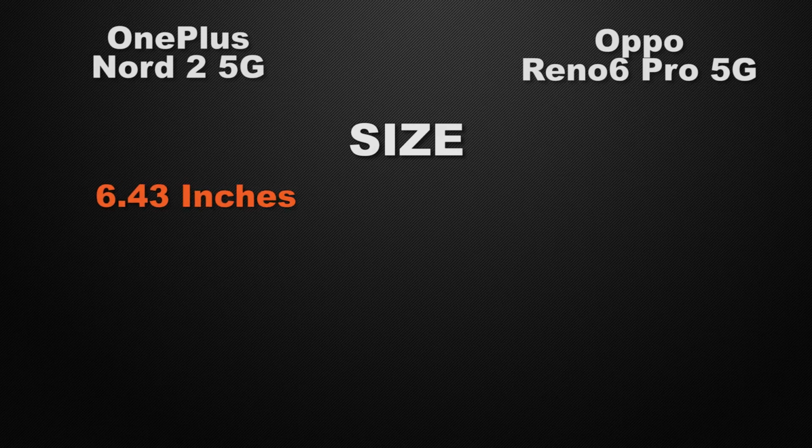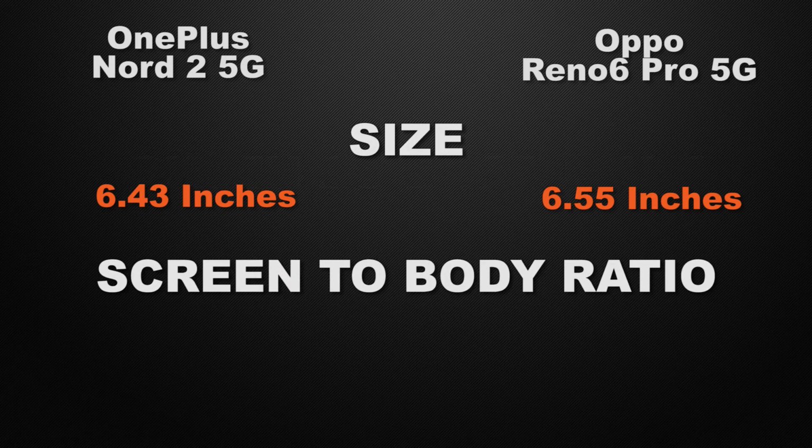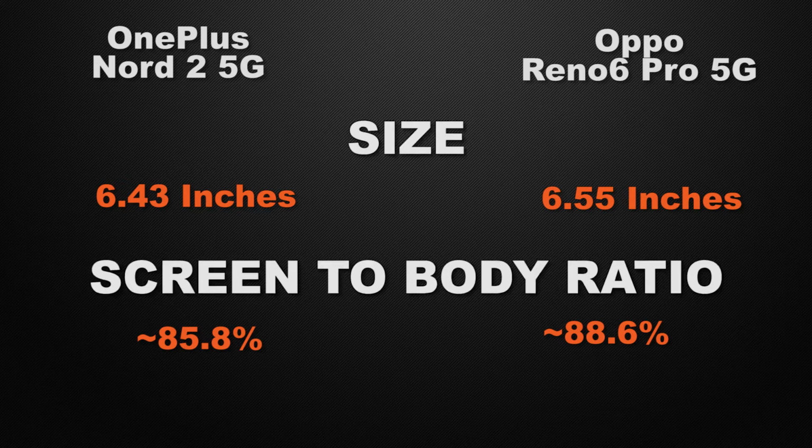Moving to the display features of the devices, let's start with the display size. Nord 2 has a 6.43 inch display, whereas Reno 6 Pro has a 6.55 inch display. So the winner here is Reno 6 Pro because it has a bigger screen size. And about the screen to body ratio, Nord 2 has approximately 85.8%, whereas Reno 6 Pro has 88.6%. So the winner here is Reno 6 Pro because it has a bigger ratio.